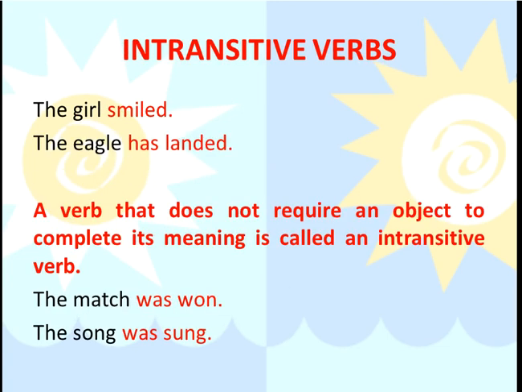Now we will discuss intransitive verbs. Read the examples. The girl smiled. The eagle has landed. In the above sentences, the verbs are smiled and has landed. These verbs do not require an object to make complete sense. So students, a verb that does not require an object to complete its meaning is called an intransitive verb.